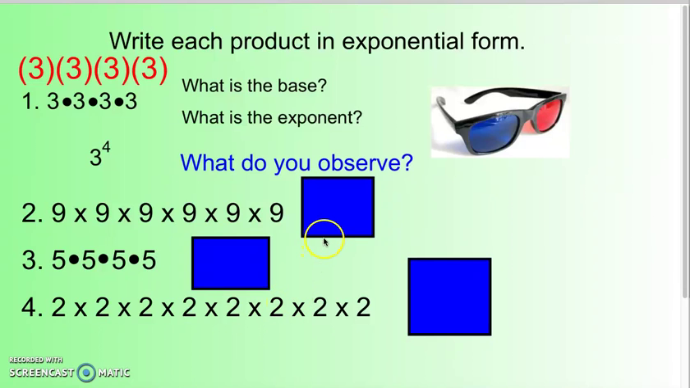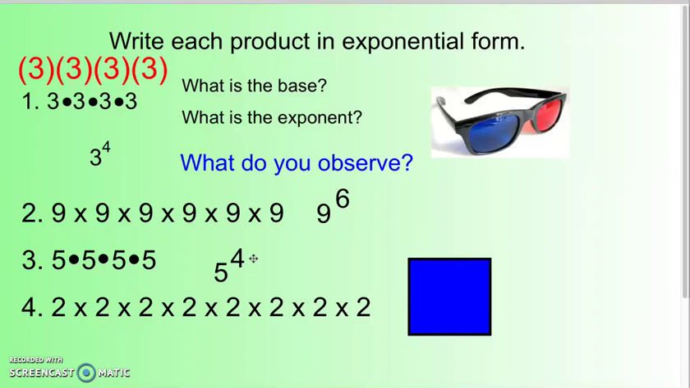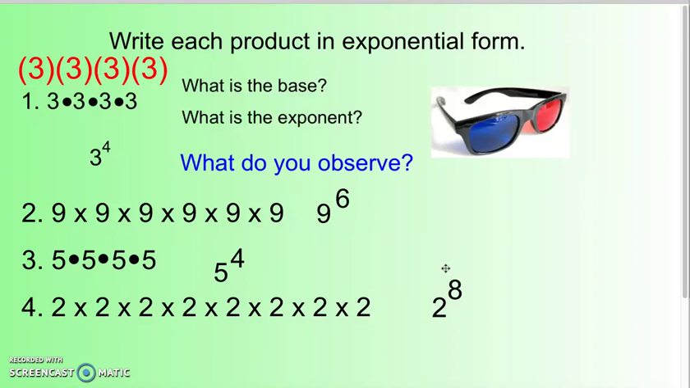Okay, so the first one, 9 to the 6th, because there are 6 9's, so I can write it as 9 to the 6th power. 5 to the 4th, there's 4 5's. And lastly, 2 to the 8th, because there are 8 2's. So it's kind of like we are going in reverse order. We wrote out the product of factors before, and now we're going backwards. We're going back to where we started on the first video.